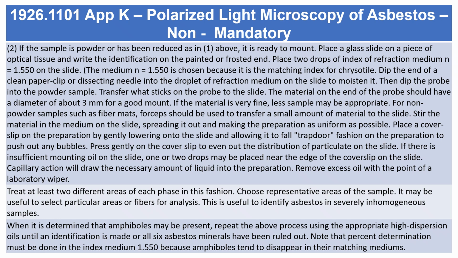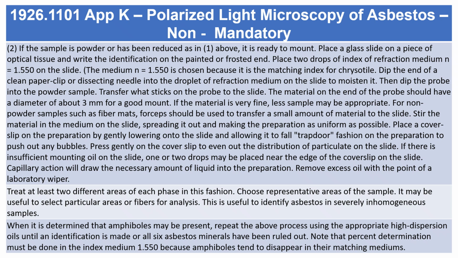Place a glass slide on a piece of optical tissue and write the identification on the painted or frosted end. Place 2 drops of index of refraction medium N equals 1.550 on the slide. The medium N equals 1.550 is chosen because it is the matching index for chrysotile. Dip the end of a clean paper clip or dissecting needle into the droplet of refraction medium on the slide to moisten it. Then dip the probe into the powder sample. Transfer what sticks on the probe to the slide.